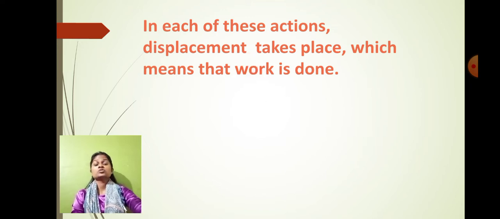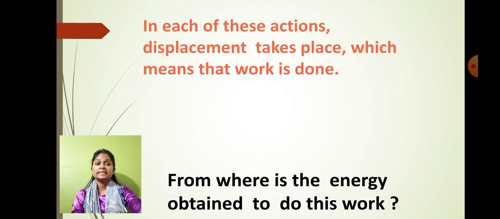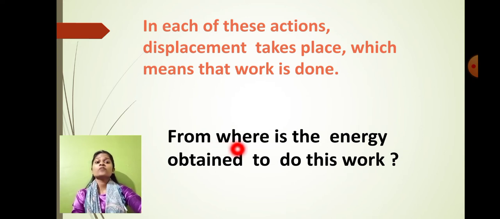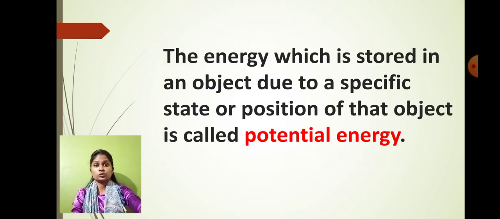So students, from where is the energy obtained to do this work? I was telling you that there is a certain type of energy which is stored in the toy, in the falling water, and again the energy stored in the stretching of the rubber band and the catapult also. So from where do we get all this energy? To answer this question, students, this type of energy is called potential energy.